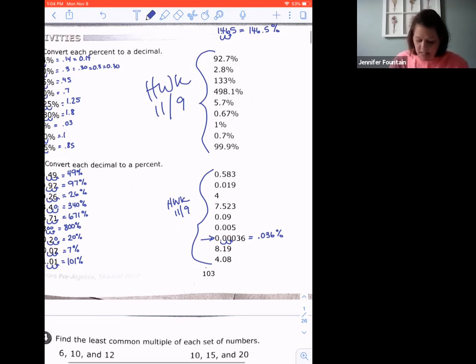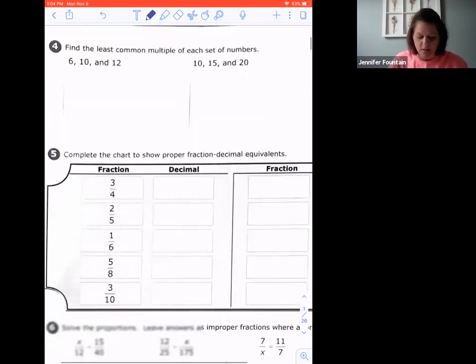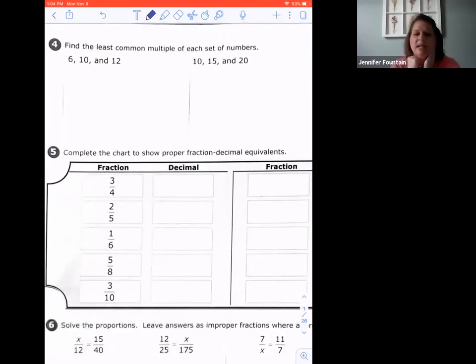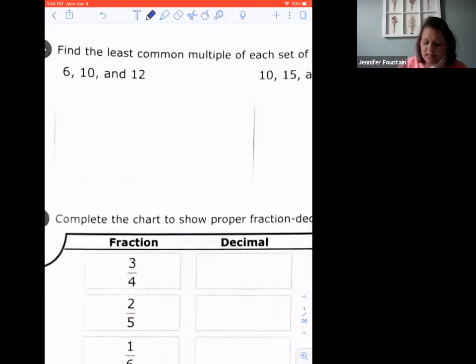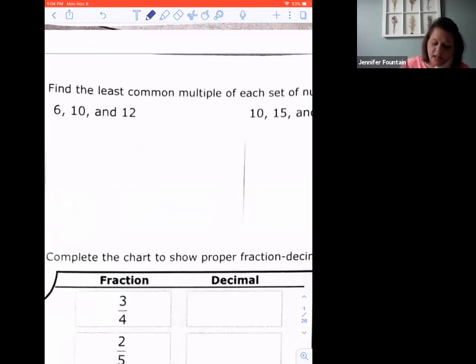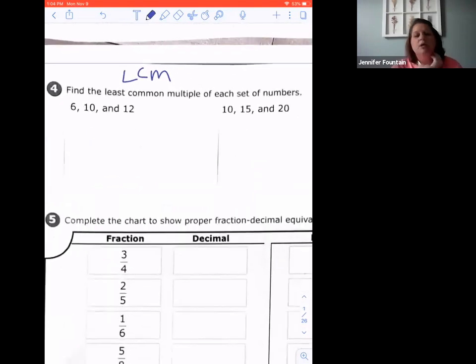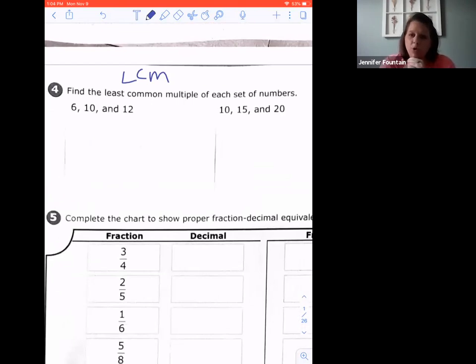All right, let's go ahead and take a look. Least common multiple of a set of numbers, okay? This is reviewing way back from the beginning, but let's go ahead and look at that. Least common multiple, remember that was our LCM. And we looked at those and we said, hey, what number is a multiple of 6, a multiple of 10, and a multiple of 12? What is the same multiple, but it's the smallest one they have in common?